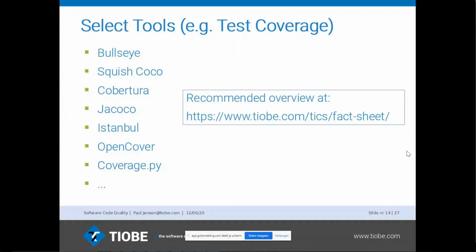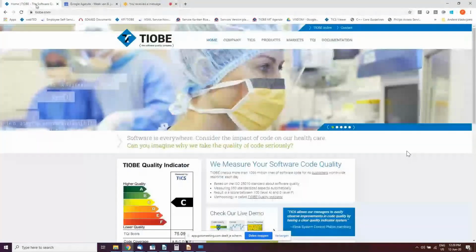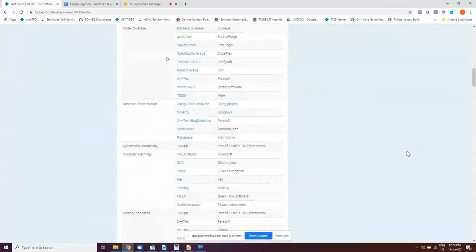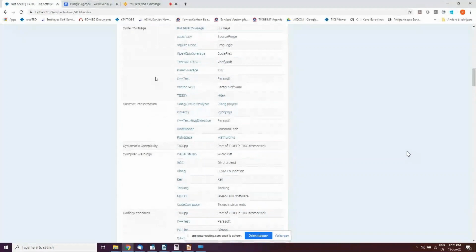Well, I've added here a web page. We can have a brief look at that. So let me see. On our website, if you go to our TICS fact sheet, there you see, for instance, all kind of languages, and if you select C++, then you see these are all the code coverage tools that we actually use for our customers. So this is already a nice set. For abstract interpretation, we're using this, for compiler warnings this, for coding standards, etc. You can see, and you can look up what are actually the state-of-the-art tools currently in the market for a certain metric. Okay, let's go back.